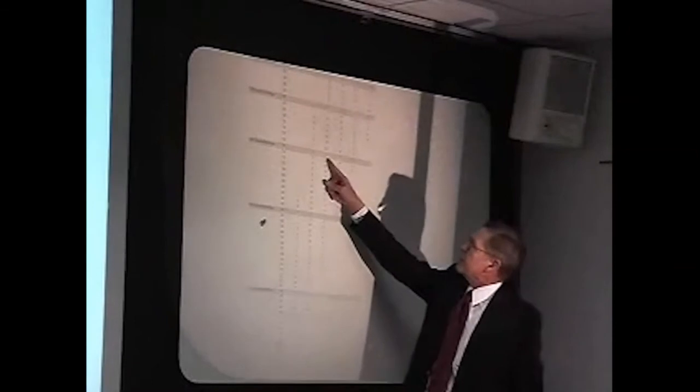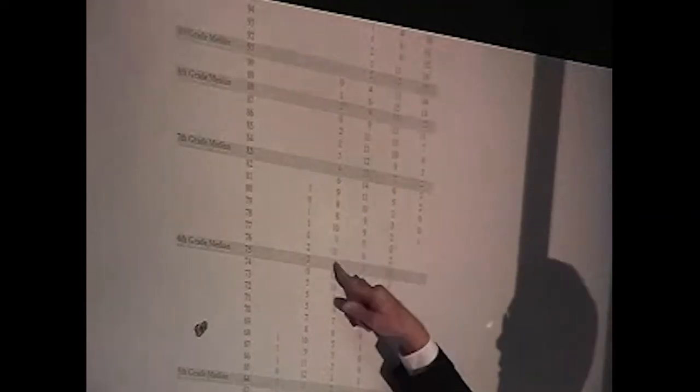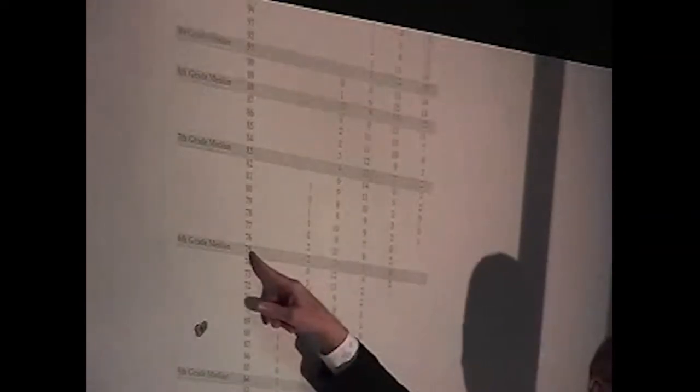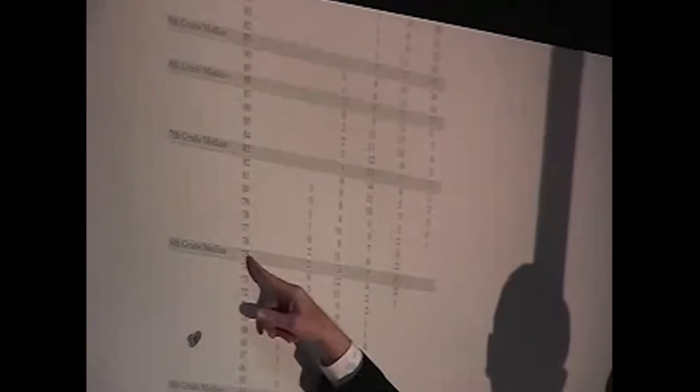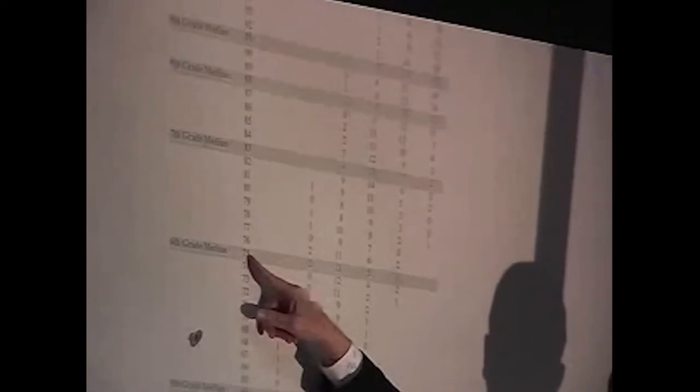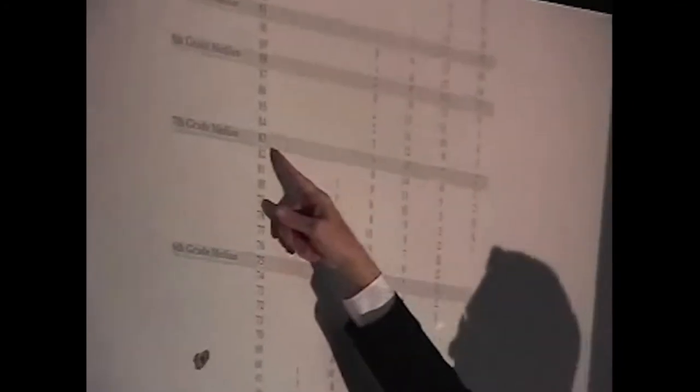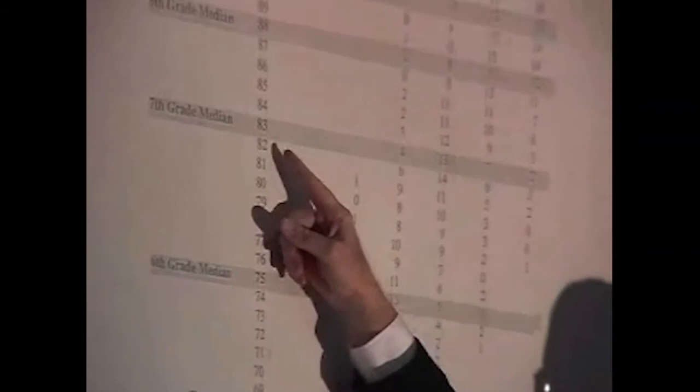Come right here to the 6th graders. Is that the same scores? Yeah. 13 of our 6th graders had a score of 75. That turns out to be the median score of the 6th graders. And 13 of the 7th graders had a median score of 83. The number who had that score is largely irrelevant. What we have to do is get the median performance.